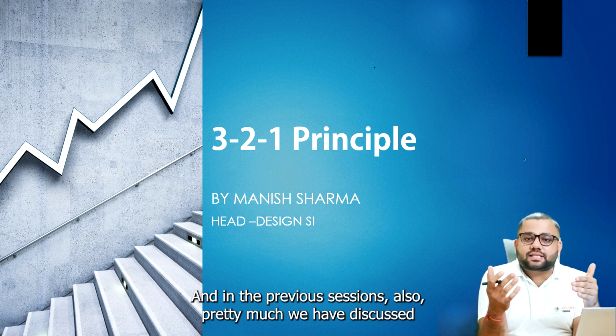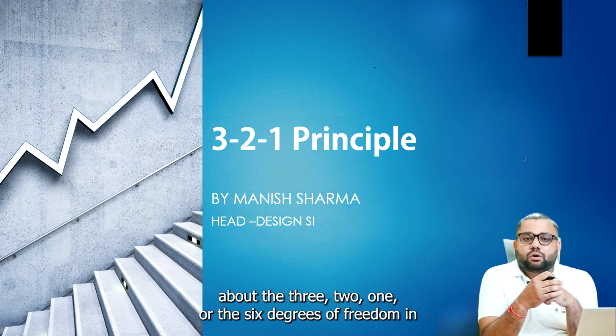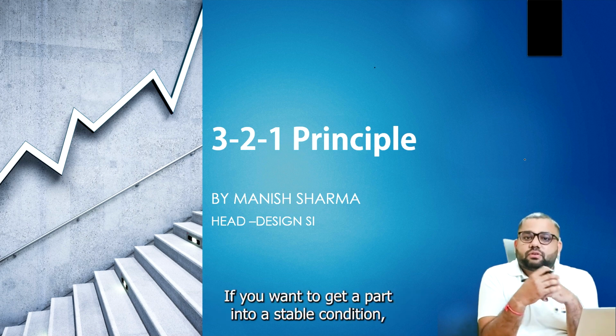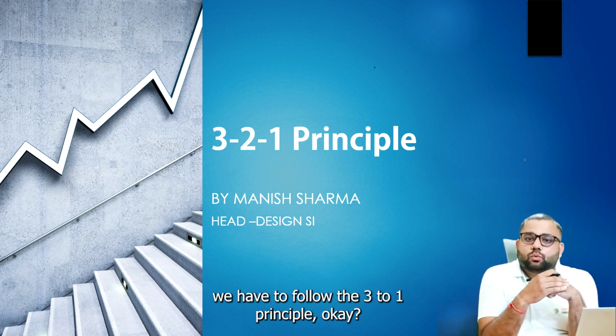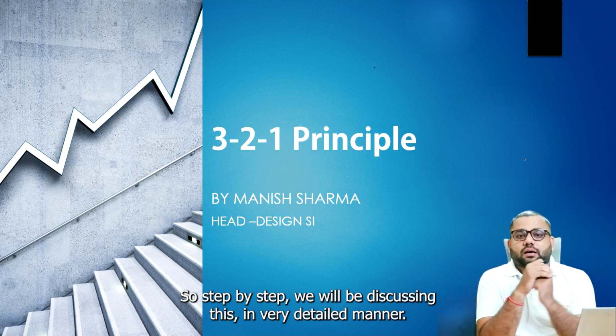In the previous sessions, we have already discussed the 6 degrees of freedom, or 6 DOF, for a part to get into a stable condition. If we want to get a part into a stable condition, we have to follow the 3-2-1 principle. Step by step, we will be discussing this in a very detailed manner.